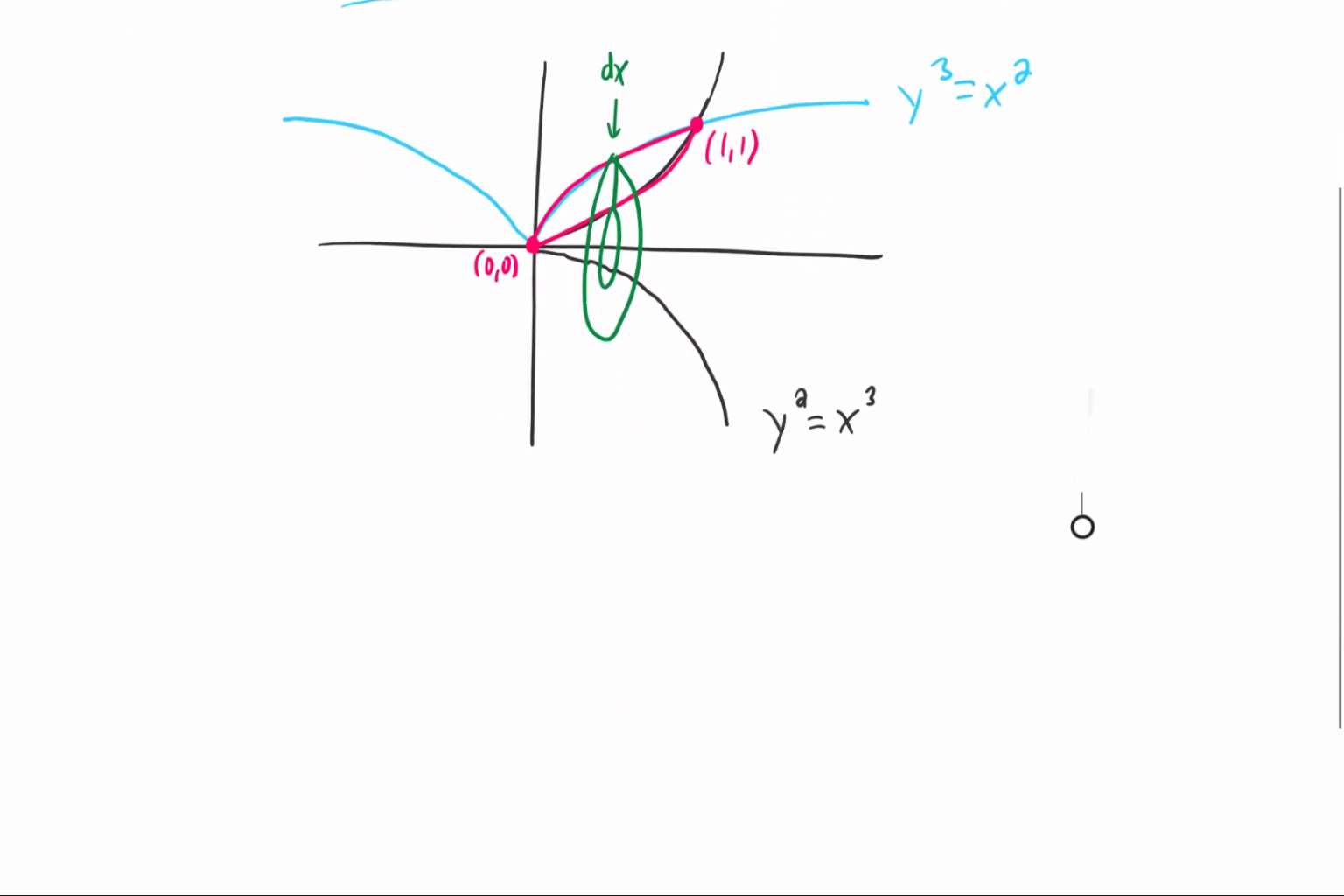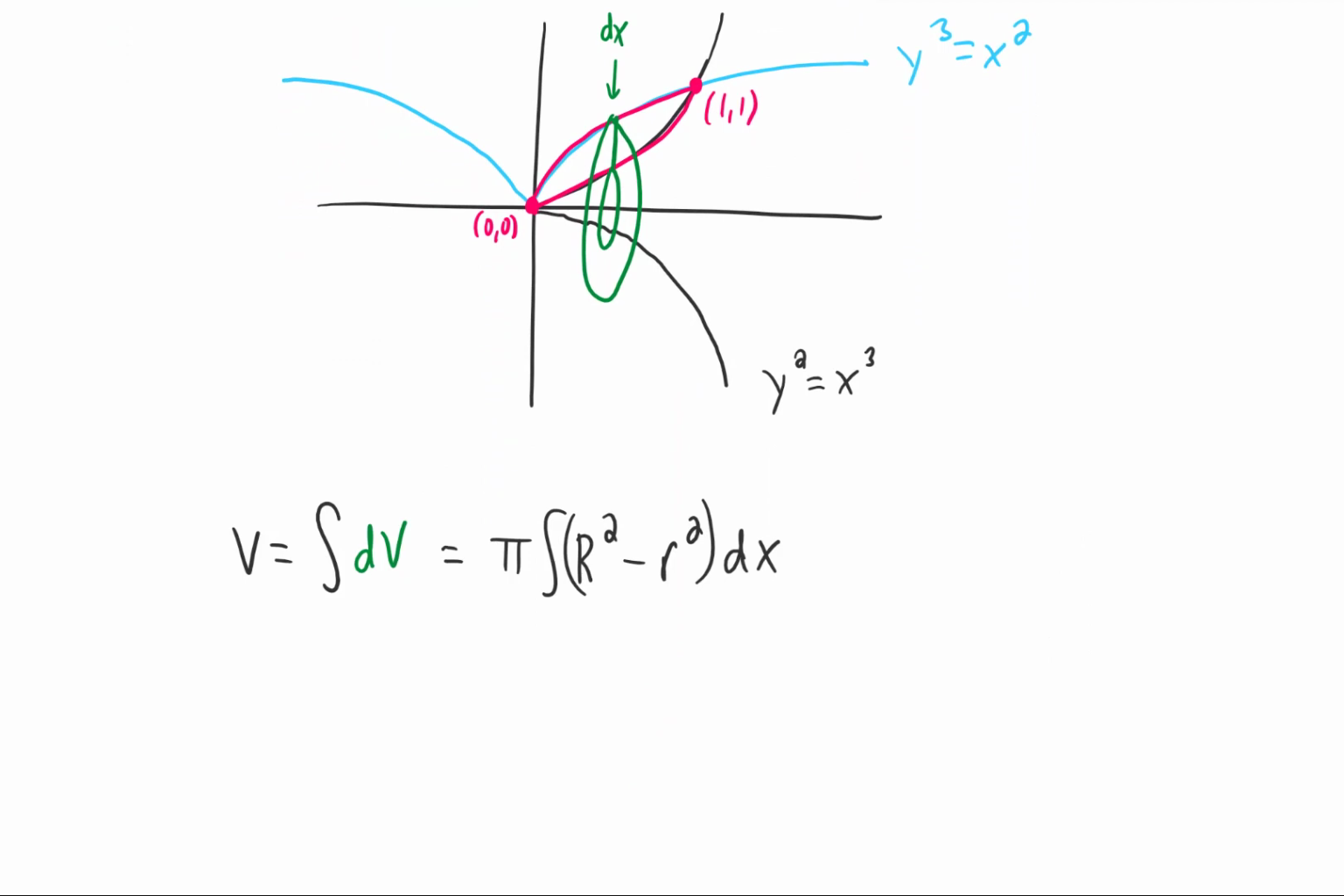Okay, let's see if we can set up that integral. In the previous video, we reasoned out that this formula right here makes sense for the washer method, where capital R is our outer radius of our washer, and lowercase r is the inner radius of our washer. And since we're integrating with respect to x, both of these functions should be with respect to x.